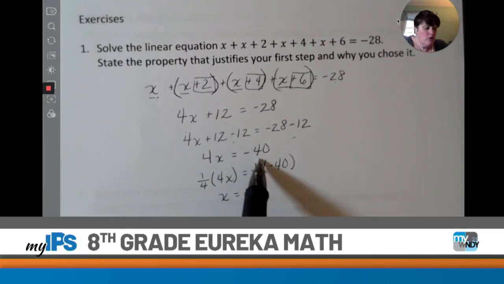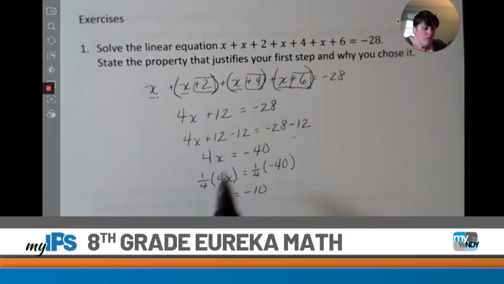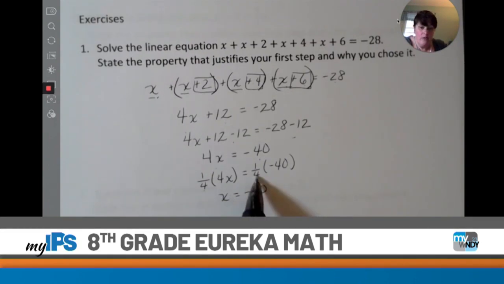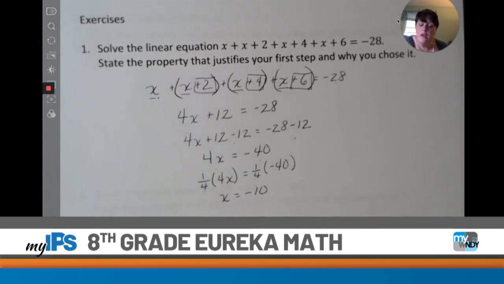I then multiplied by the reciprocal. I multiplied by 1/4 on this side and 1/4 on this side, that property of equality of multiplication. Once I did that, x was equal to negative 10. Did some of you take the time to check your work? What I always loved about equations was I knew if I was correct or not. If I took the time to check it, I knew if I was right.